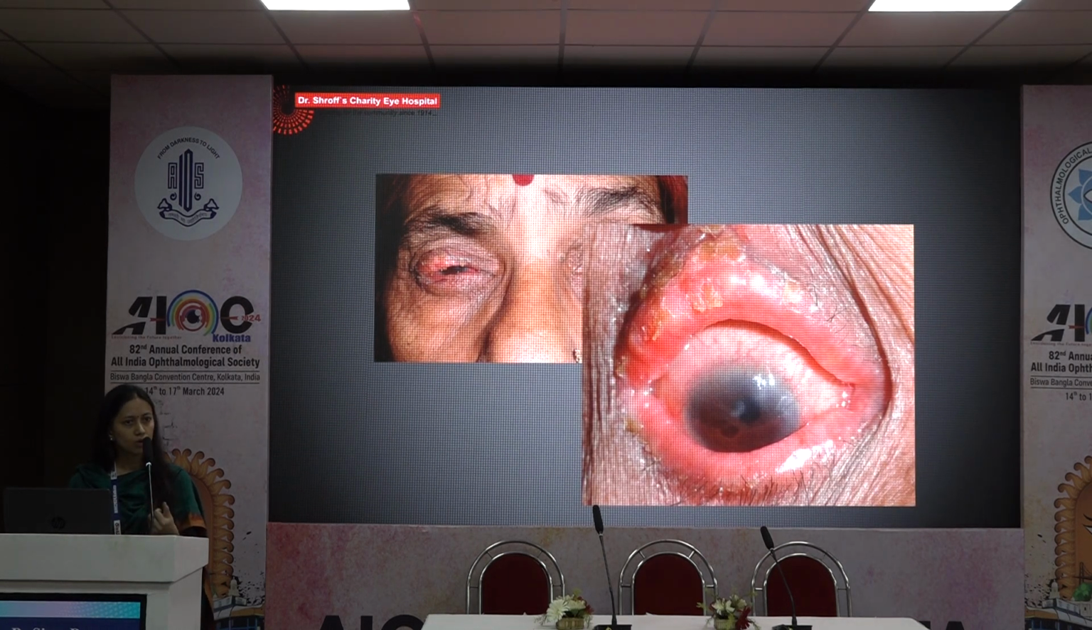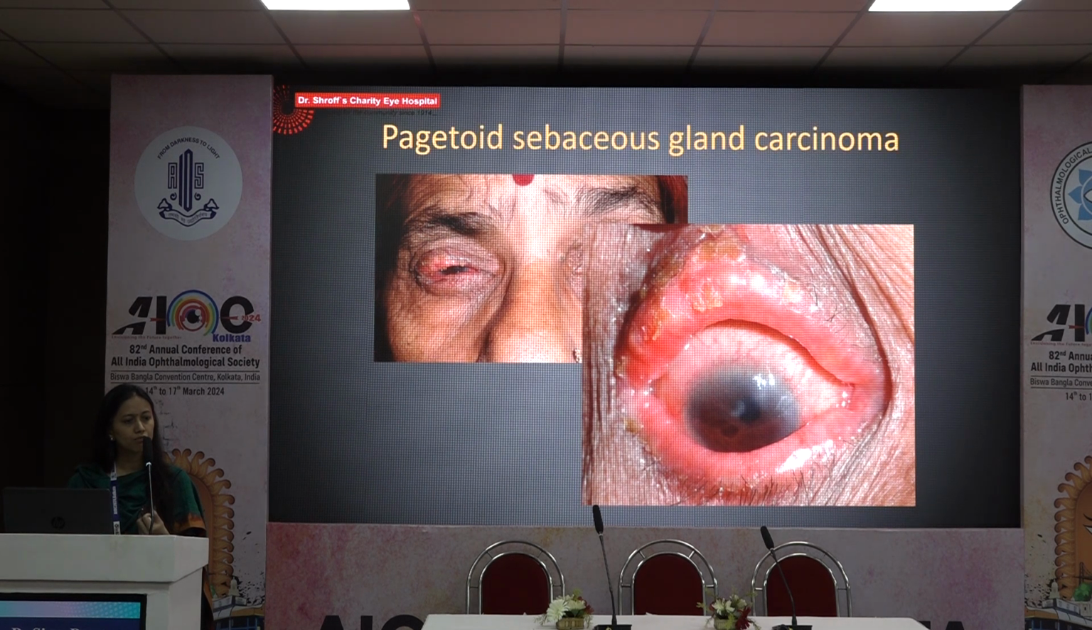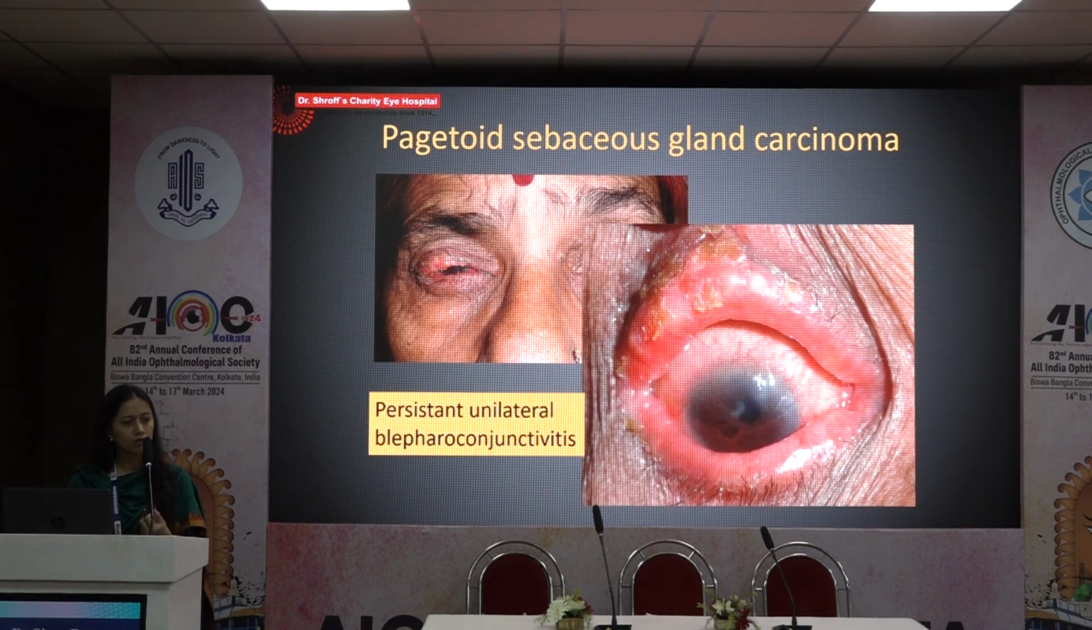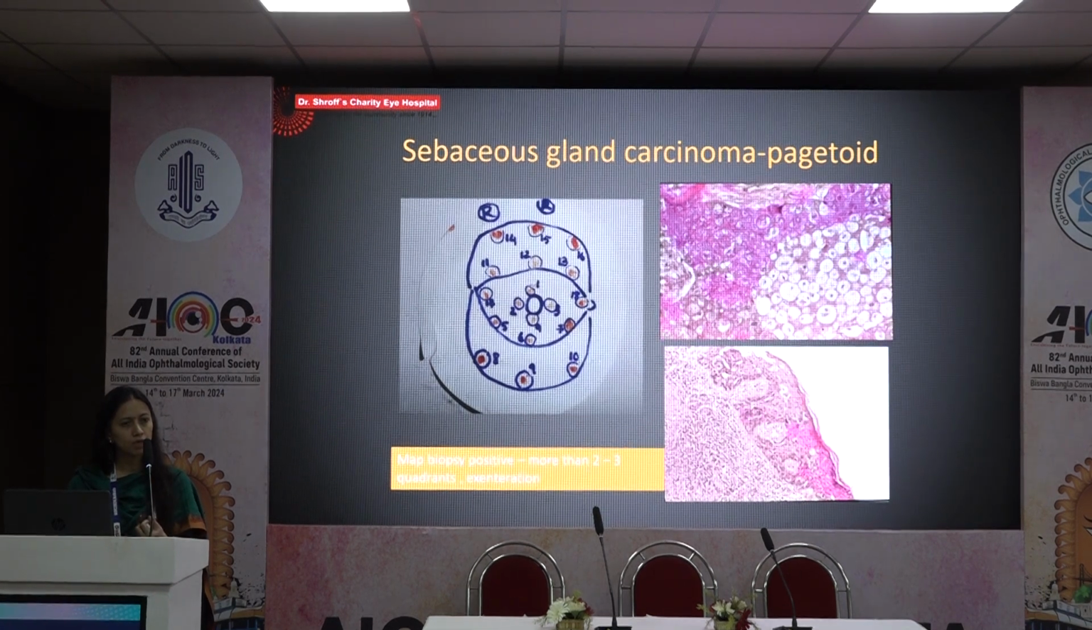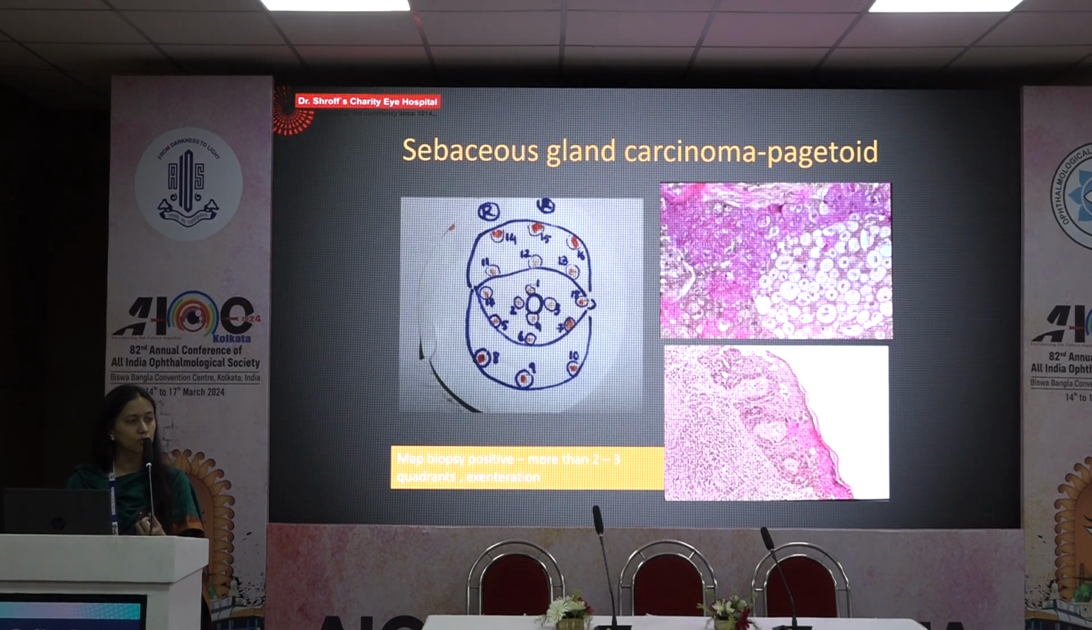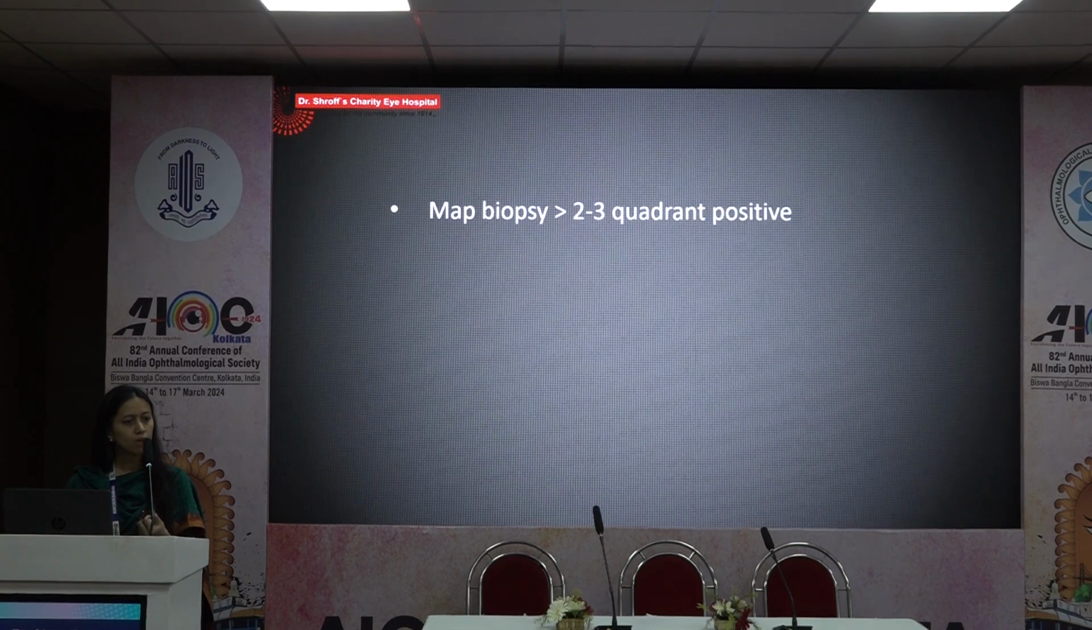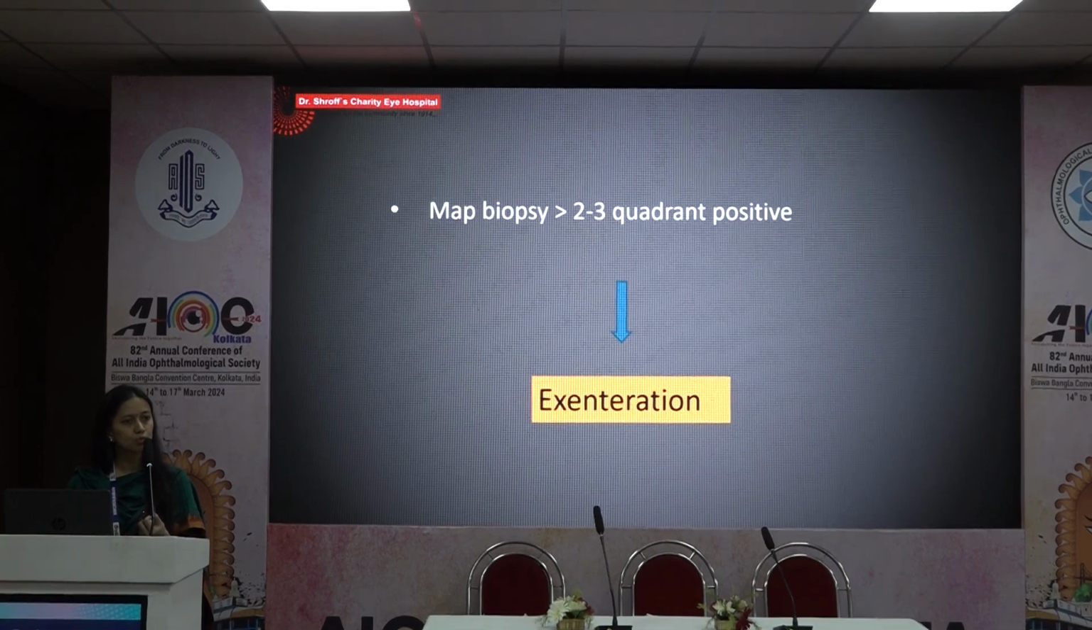The other situation where you go for incision biopsy, Dr. Anirban already mentioned, is the pagetoid variant of sebaceous gland carcinoma, which can present like a diffuse blepharoconjunctivitis without any visible eyelid mass, where you don't know the extent of the tumor. And when we do a biopsy here, we do something known as a MAP biopsy. Why do we do a MAP biopsy? Because depending on the extent of the conjunctival involvement, we are going to decide what treatment we are going to offer the patient.